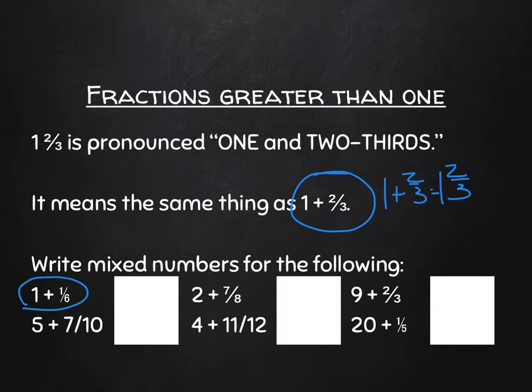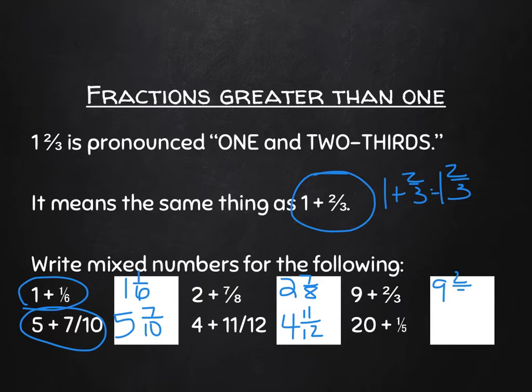1 plus 1/6 would just be 1 1/6. 5 7/10, and you should be doing this on your whiteboard. Pause the presentation to see if you get these right and come back to it. 5 plus 7/10 is 5 7/10 with no plus sign, no and. 2 plus 7/8 is 2 7/8. 4 11/12. And 9 2/3. And the last one, 20 1/5.